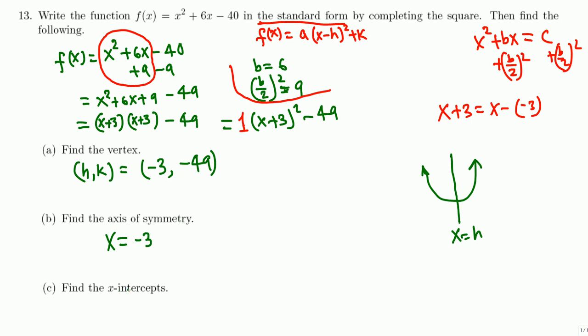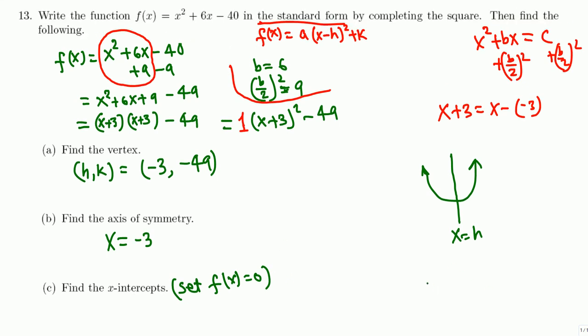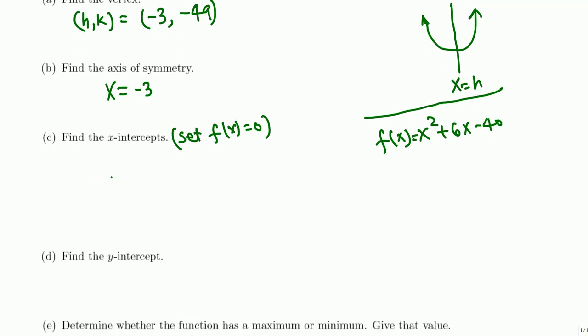Now it says find the x-intercepts. That means the points where this graph intersects the x-axis. To find the x-intercepts, we always set the function equal to 0 and solve for x. Our function is x squared plus 6x minus 40. Let me write the function over here. To find the x-intercepts we set f(x) equals 0. So x squared plus 6x minus 40 is 0, and solve for x.